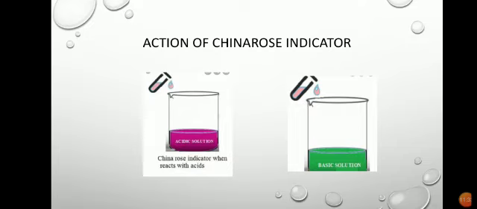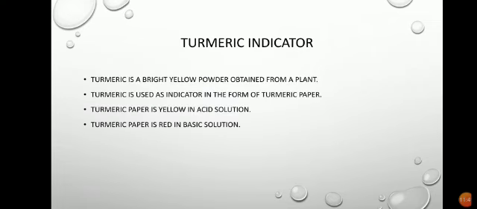Okay, this is all about the action of China rose indicator. The next indicator that we will learn is the turmeric indicator. Turmeric powder is available in all of our kitchens. What is turmeric? It is a bright yellow colored powder obtained from the plant. In Hindi it is known as haldi.